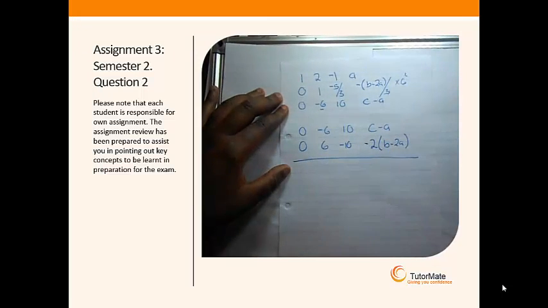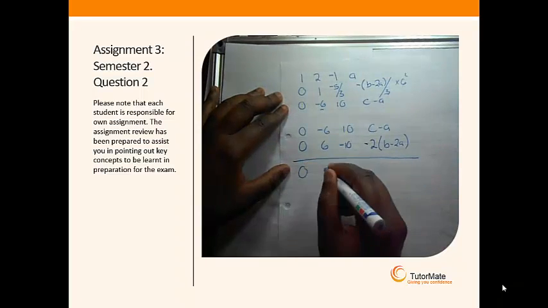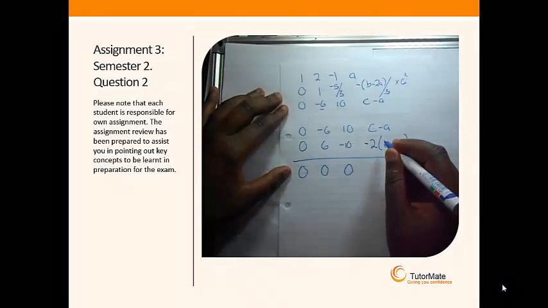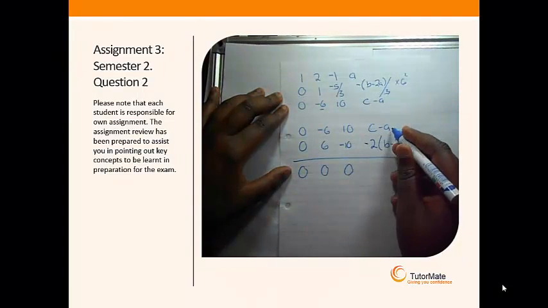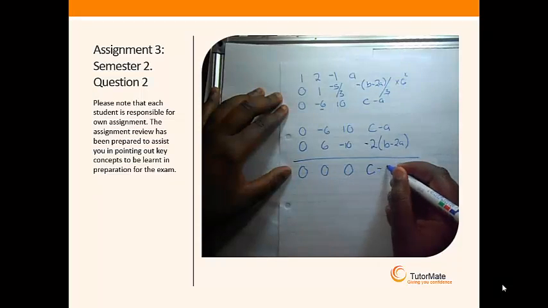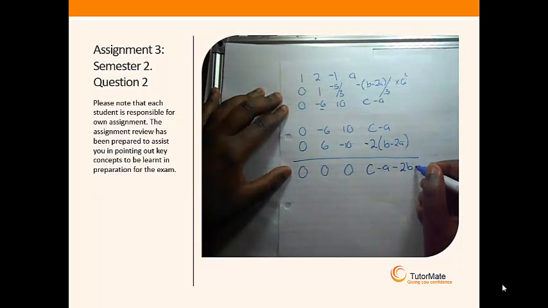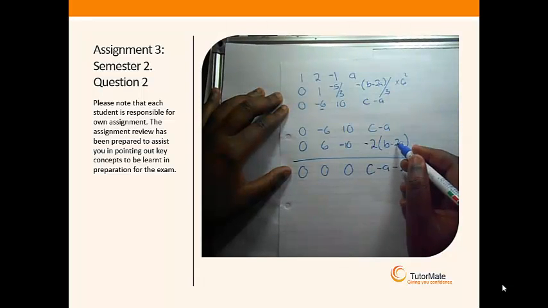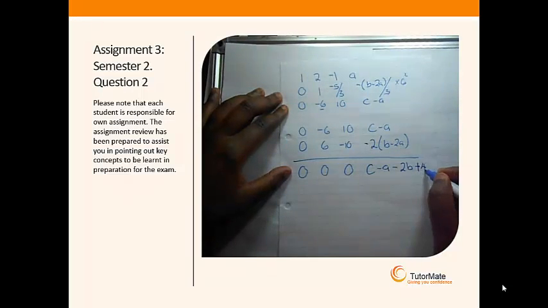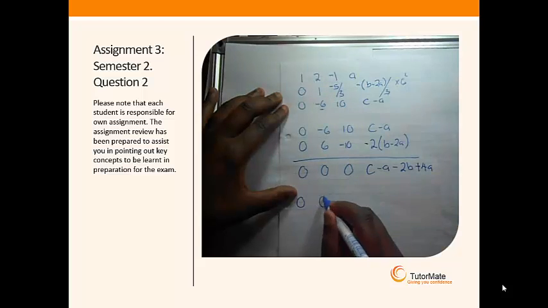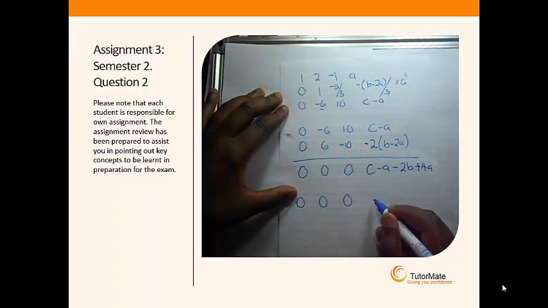Then you're adding the entire equation. So here you're going to get 0, 0, 0, c. Now here you're saying c minus a minus 2b minus, minus 2 times minus 2a is equal to plus 4a. So if you solve this, you're going to get your new third equation as 0, 0, 0, c minus a plus 4a, which is plus 3a, then minus 2b here.